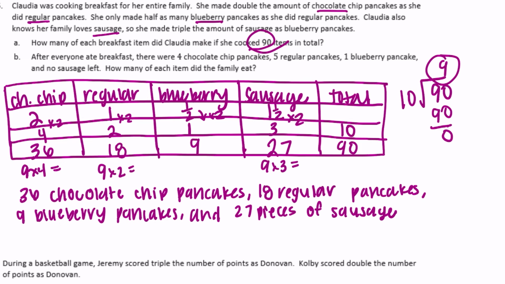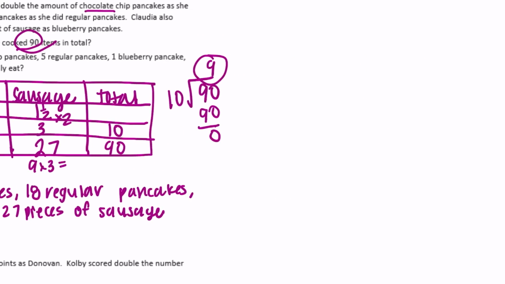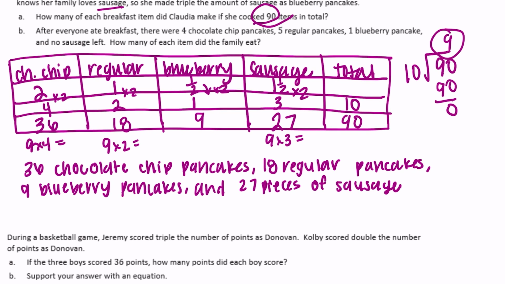Okay, part B. After everyone ate breakfast, there were 4 chocolate chip pancakes, 5 regular pancakes, 1 blueberry pancake, and no sausage left. How many of each item did the family eat? So, let's see if I have room down here.